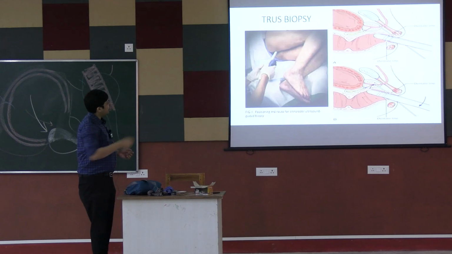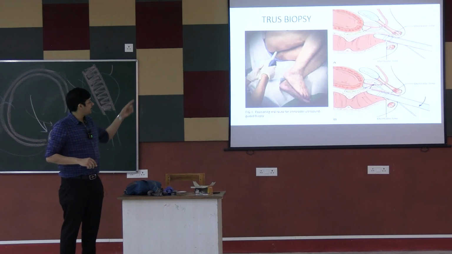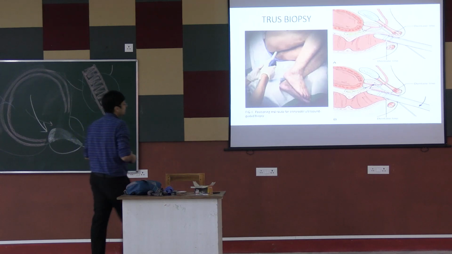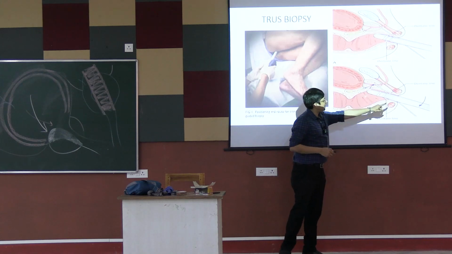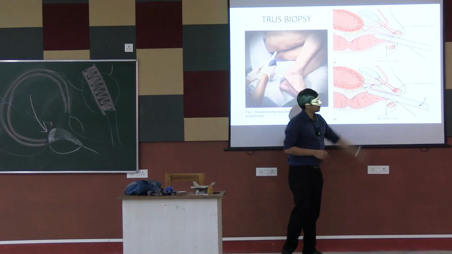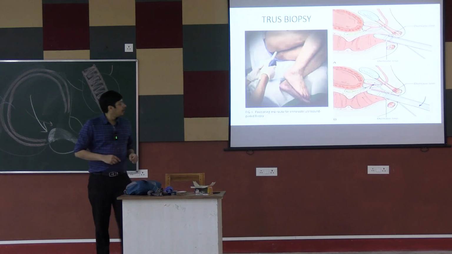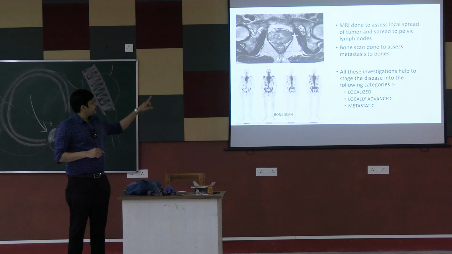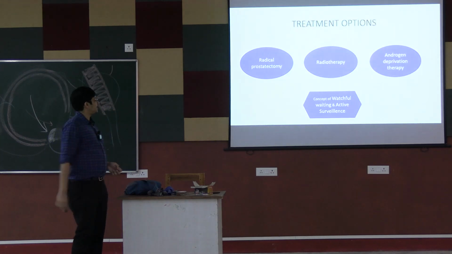This is the way a transrectal examination and biopsy is done. Okay, a transrectal probe is introduced, and then we target the prostate with a needle like this to take a biopsy. Can you see? Transrectal probe, and through the transrectal probe we put in a biopsy gun. Okay. So we have now classified the disease into localized, locally advanced and metastatic.